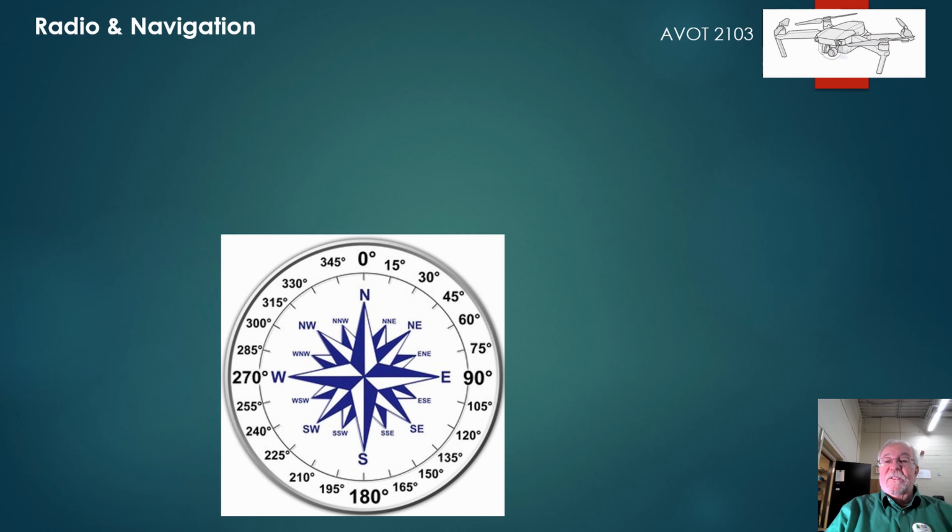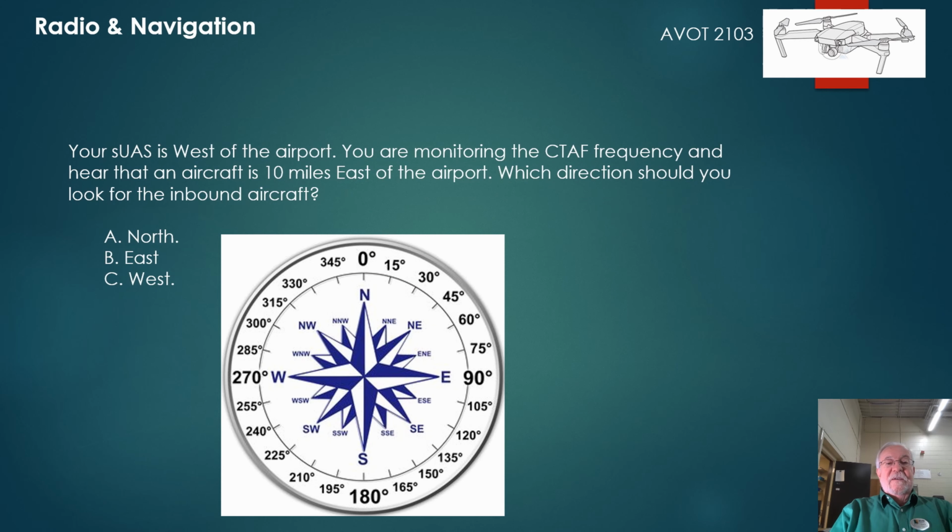But there's another way to do this. Okay, here's another one that requires the compass. Your aircraft, your UAS, is west of the airport, whatever airport. You're monitoring the CTAF frequency and hear that an aircraft is 10 miles east of the airport. Which direction should you look for the aircraft?